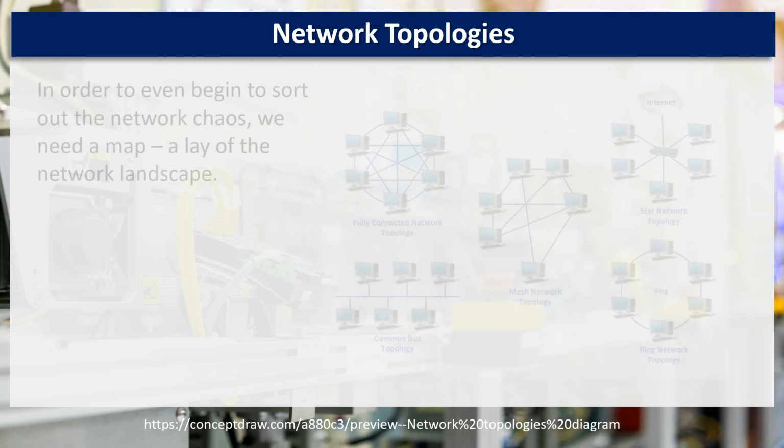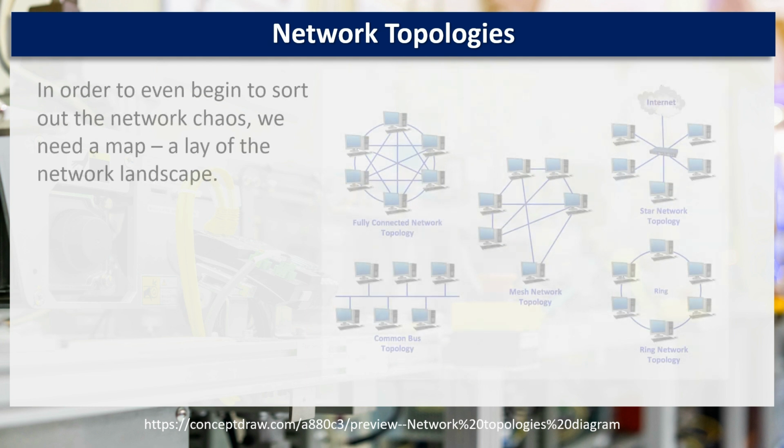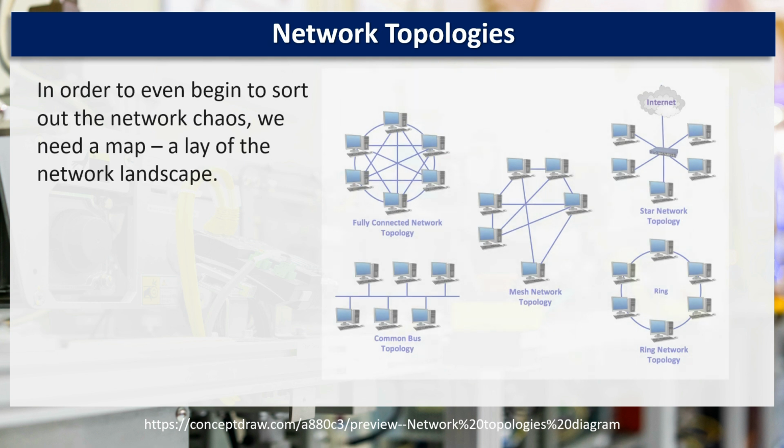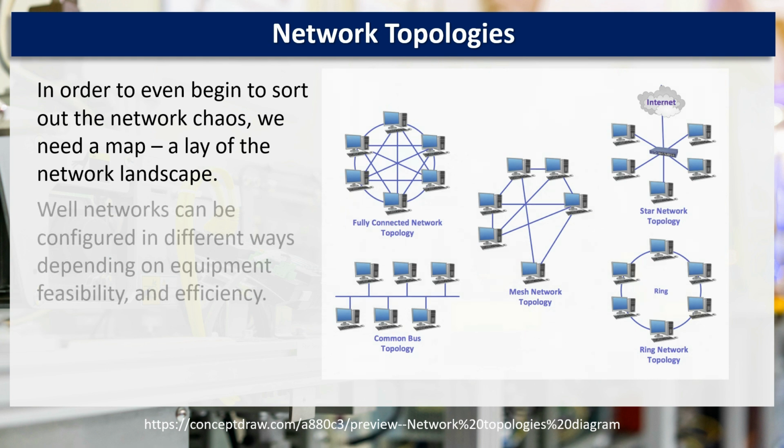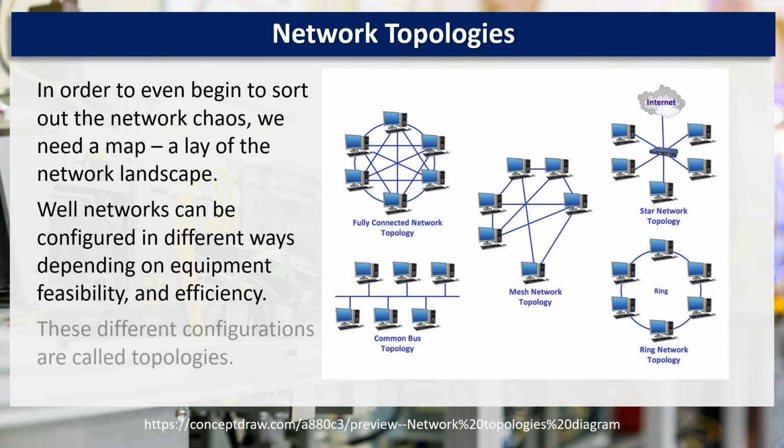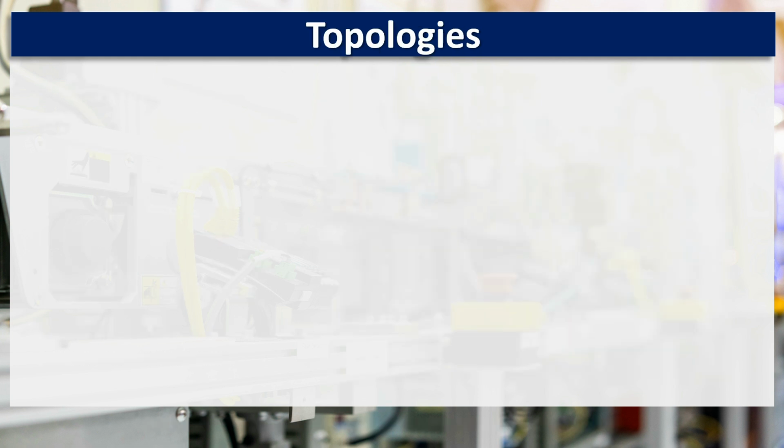In order to even begin to sort out network chaos, we need a map, a lay of the network landscape. Well, networks can be configured in different ways depending on equipment, feasibility, and efficiency. These different configurations are called topologies. To begin with, let's take a look at some of the common types of topology that are in use. We'll expand on them a little later.